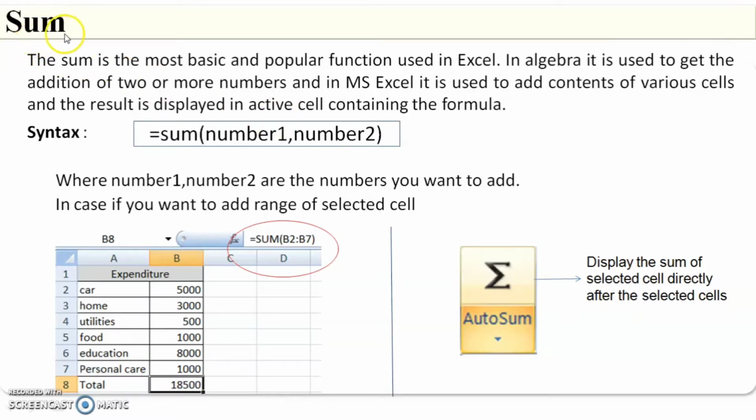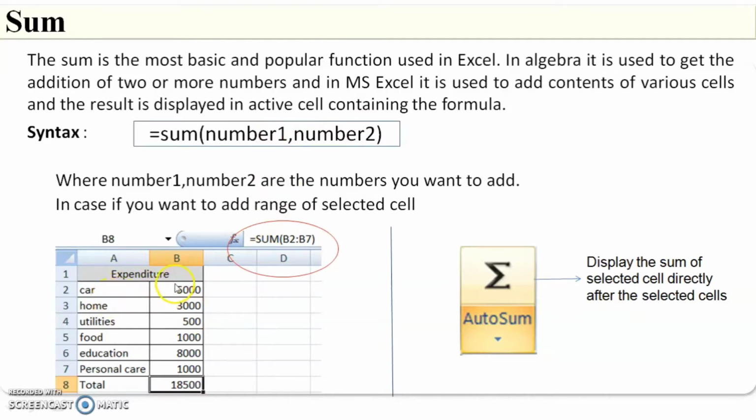The syntax of the SUM function is: equal sign, since every function begins with an equal sign, name of the function is SUM, then the arguments; more than one argument is separated by a comma. If two numbers are there, then you can enter the two numbers. If more numbers are there, you can provide the arguments as a series, that is, a range of selected cells will become the arguments.